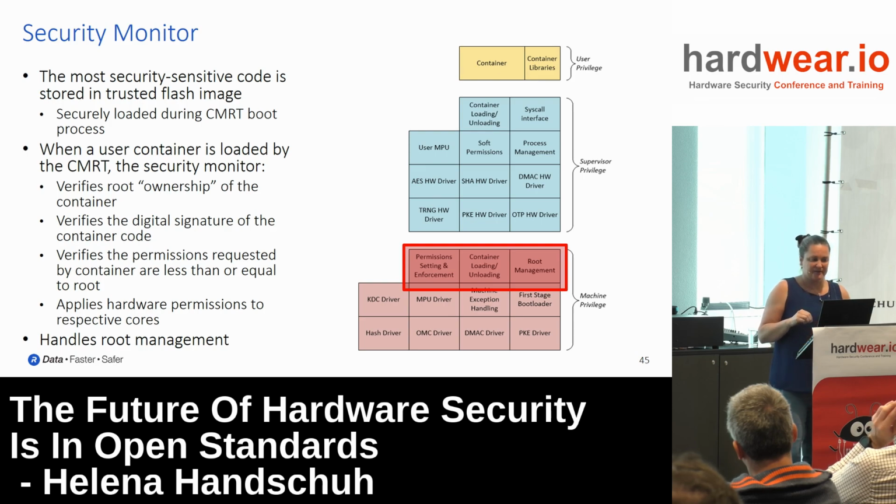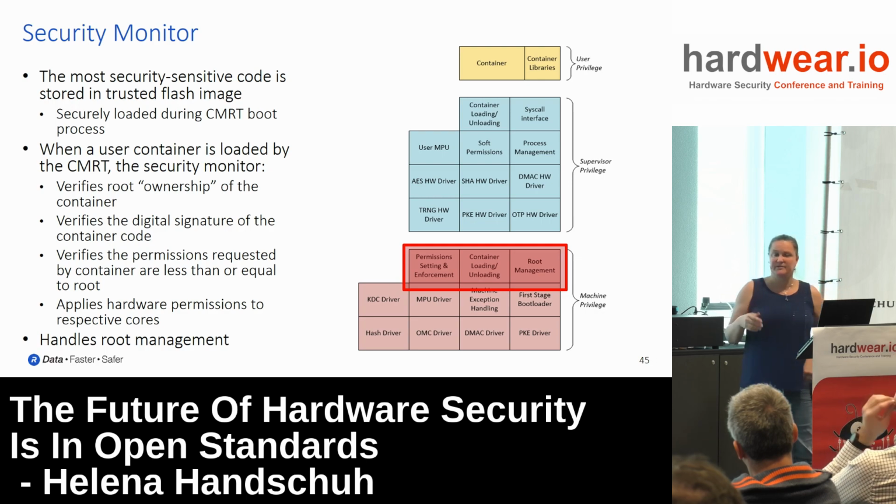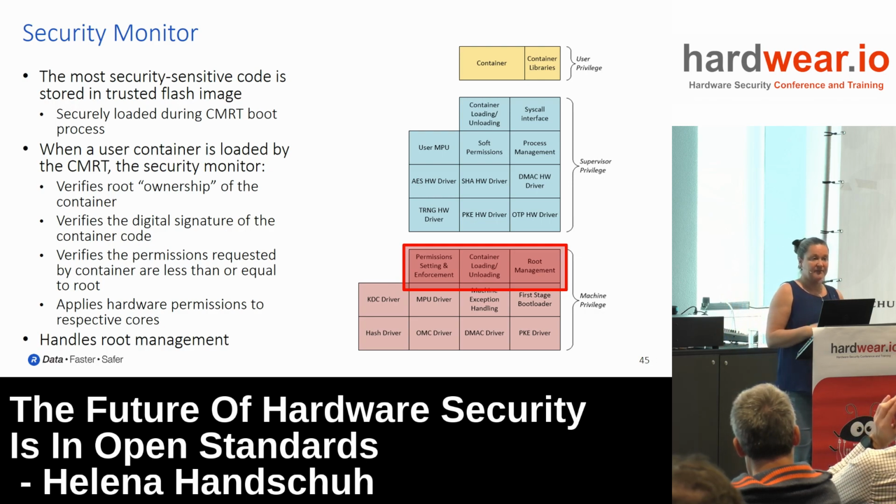The security monitor is also down at the machine level. So the most security sensitive code is stored in trusted flash. It gets loaded into the secure boundary at boot process, and then you can move on from there. So when a container, which is up there at the user level, is loaded, the security monitor is going to verify who owns this. It's going to verify if the digital signature has been computed correctly and you're allowed to run. It's going to verify what permissions are associated to the container and then restrict the access to specific assets. By assets, you mean keys, you mean specific memory regions, you mean things like that.